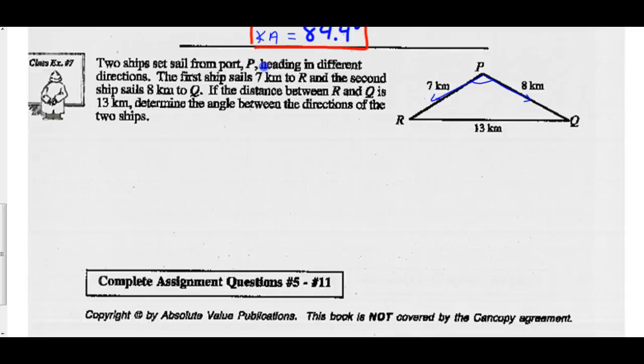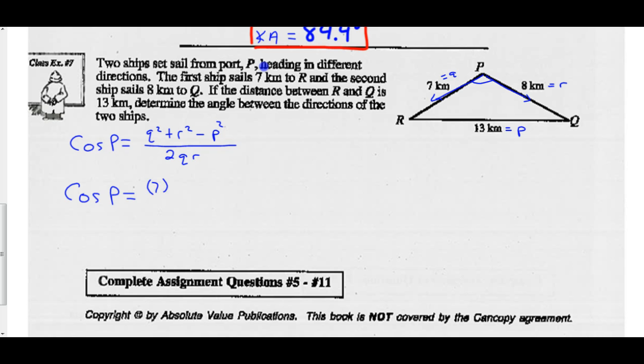So I want to write out my formula for this case. If I'm looking for an angle, I'd say the cosine of angle P is going to equal q squared plus r squared minus p squared over 2qr. And in this triangle, the side opposite angle R is lowercase r, the side opposite angle Q is lowercase q, and the side opposite angle P is lowercase p. So there are our sides. We just have to substitute into this formula then. The cosine of angle P should equal q, which is 7 squared, plus r, which is 8 squared, minus p, which is 13 squared, all over 2 times q times r.